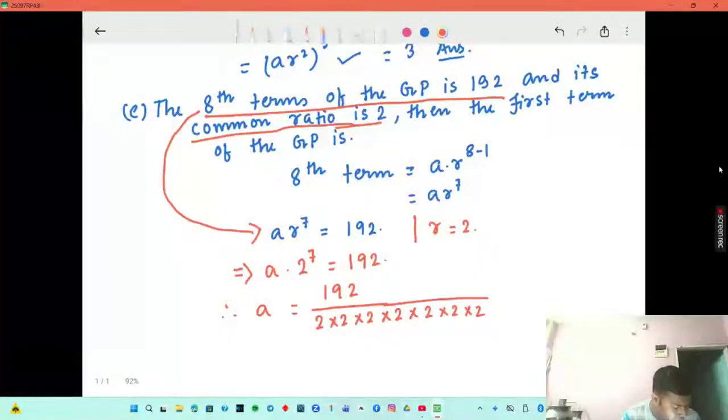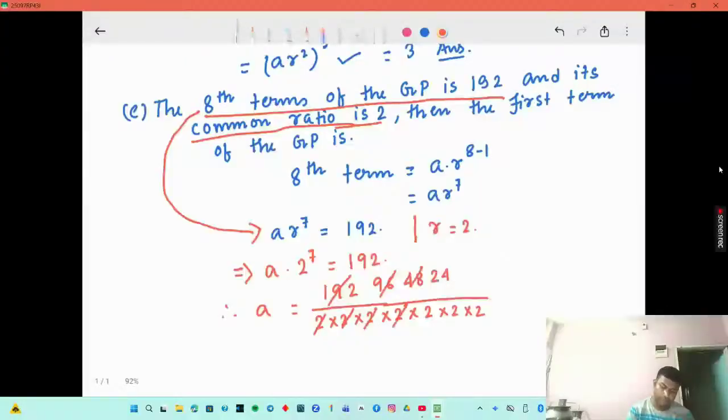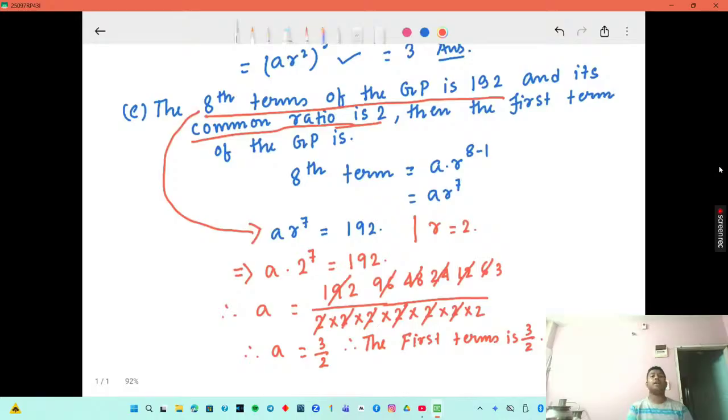So now solving this: 2 into 96, 2 into 48, 24, 2 cut 12, 2 cut 6, 2 cut 3. That is, the value of a is 3 by 2. Therefore, the first term is 3 by 2. Is it clear? So here we have to find the first term, and the first term is 3 by 2.